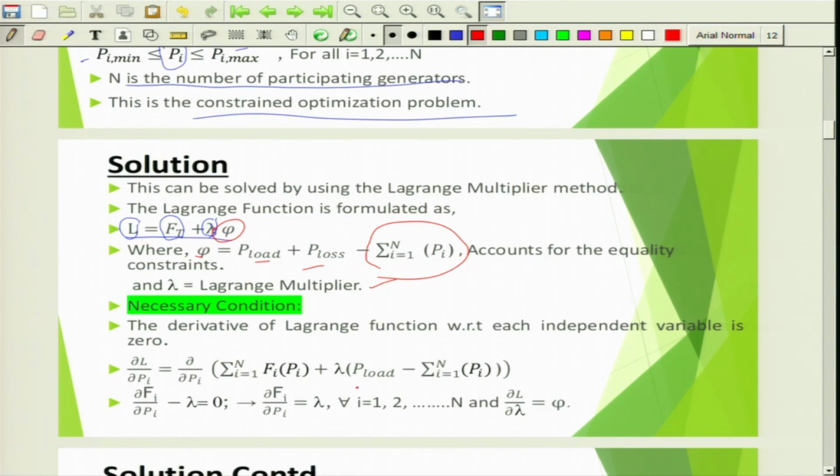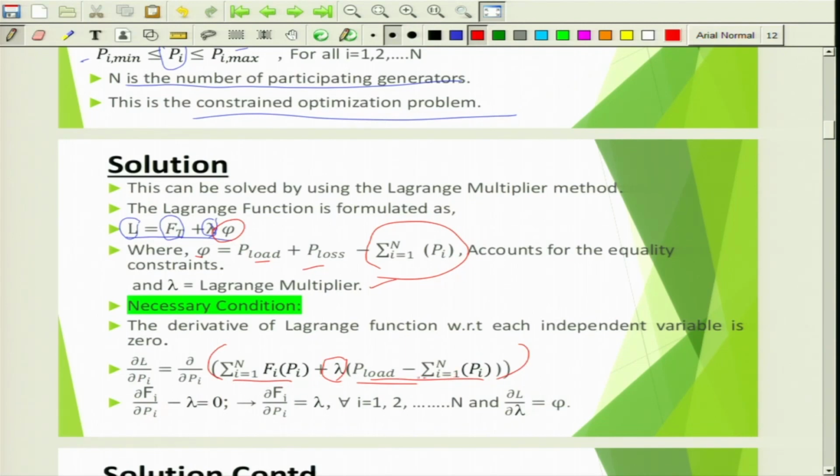Then what is the necessary condition? The derivative of the Lagrangian function with respect to each independent variable is 0. That means the partial derivative of the Lagrangian function with respect to each generator, dou L by dou Pi, is dou by dou Pi of this total function, which is the objective function plus the constraint function multiplied by the Lagrangian multiplier. That will give you dou Fi by dou Pi minus lambda.